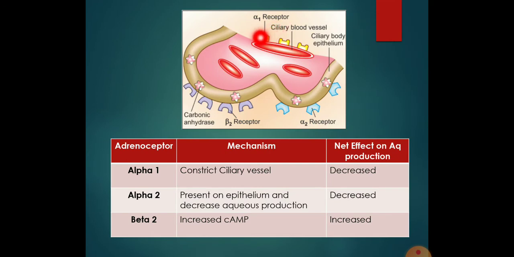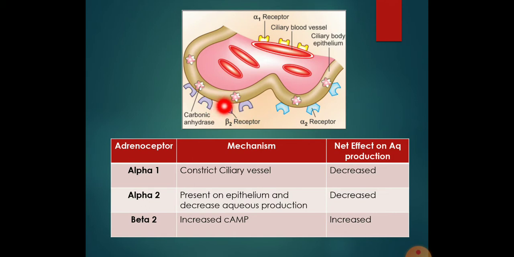Now these are the distributions of receptors. Here you see the alpha 1 receptor on the ciliary blood vessels. These are the ciliary blood vessels. These are the ciliary body epithelium. These are alpha 2 receptors. They also have a certain role in maintaining the normal intraocular pressure.